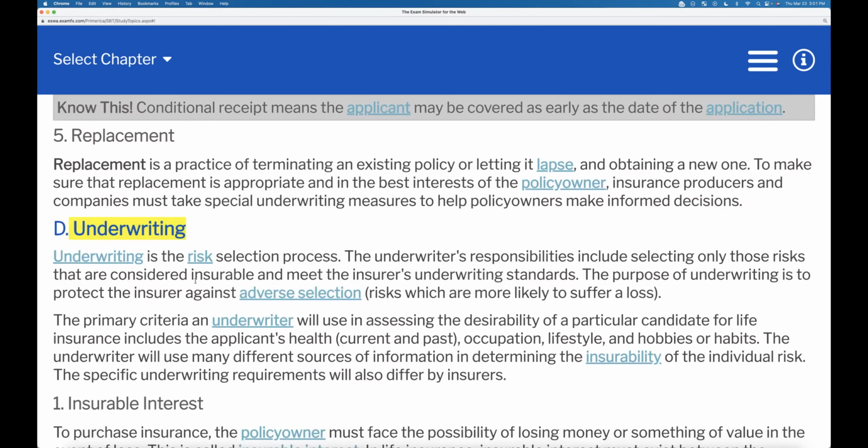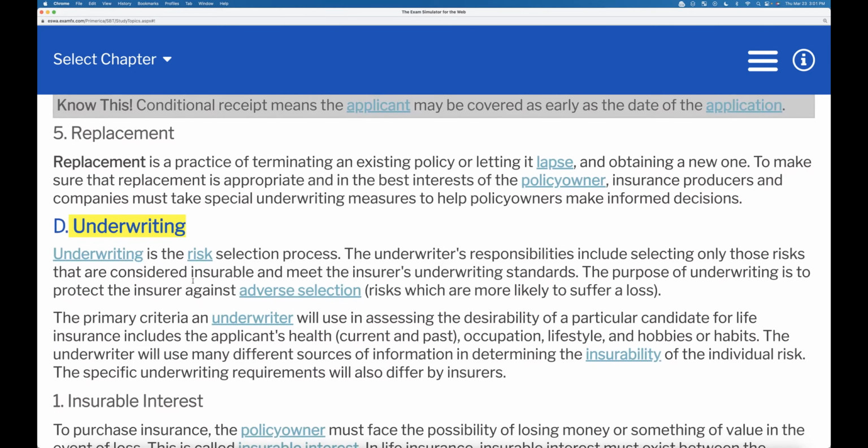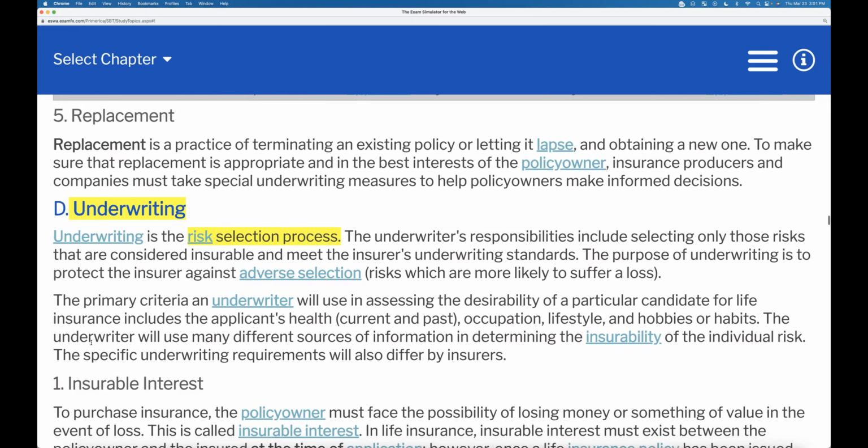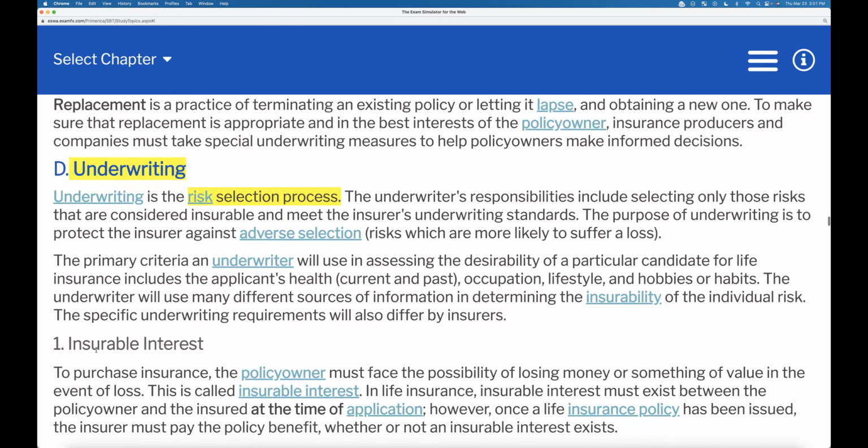Underwriting. Can you teach me a little bit about underwriting? Yeah, underwriting is the risk selection process. Super simple. It's the process of selecting risk. High risk, which is substandard, low risk, which is preferred or standard risk. So the underwriter determines if you're substandard, standard, or preferred. That's what underwriters do. They just check your medical health.